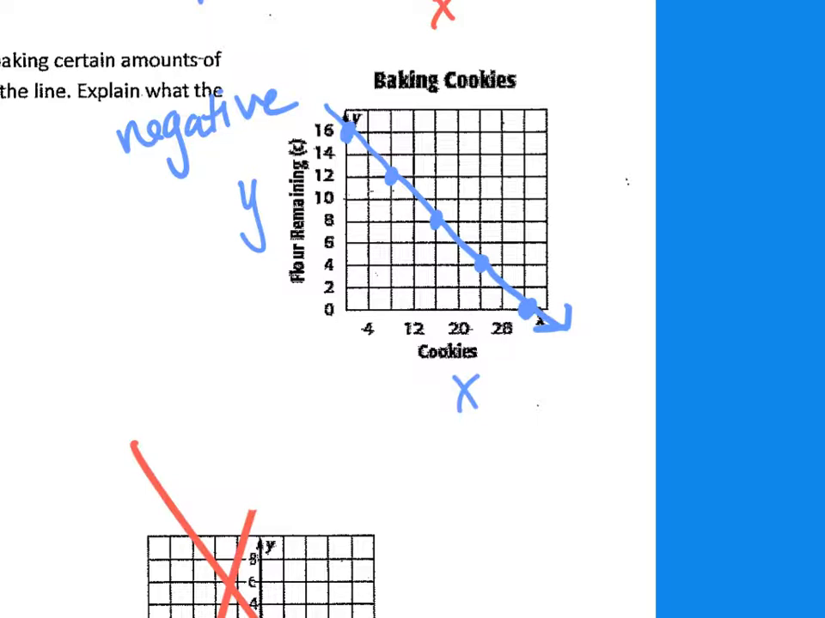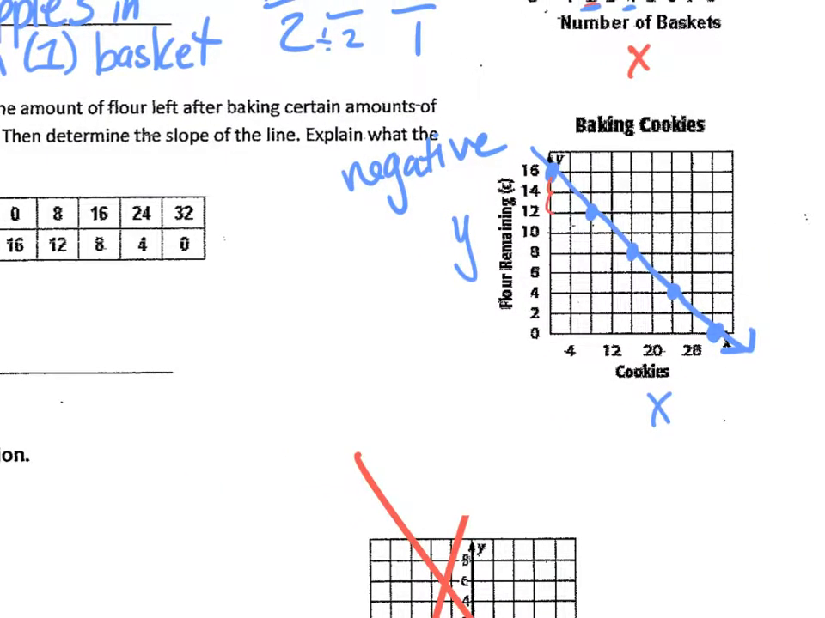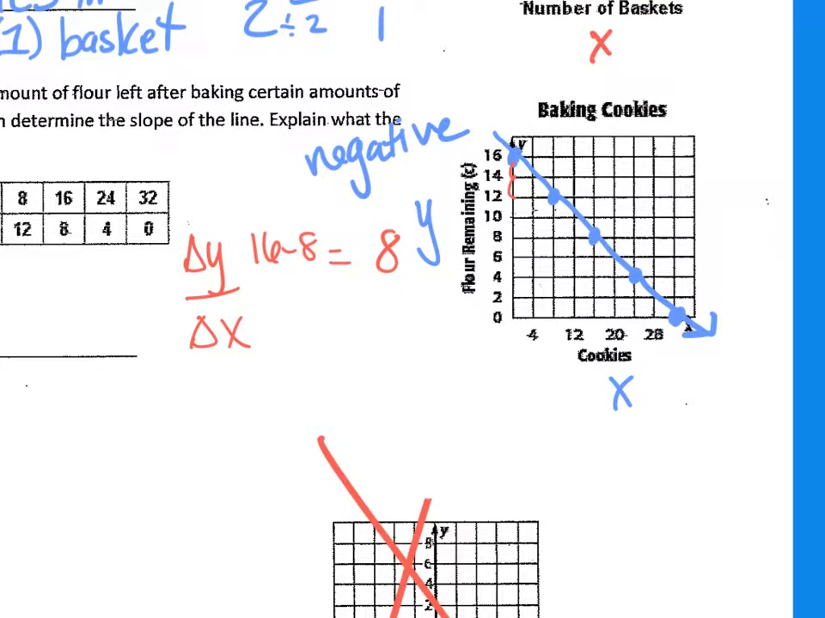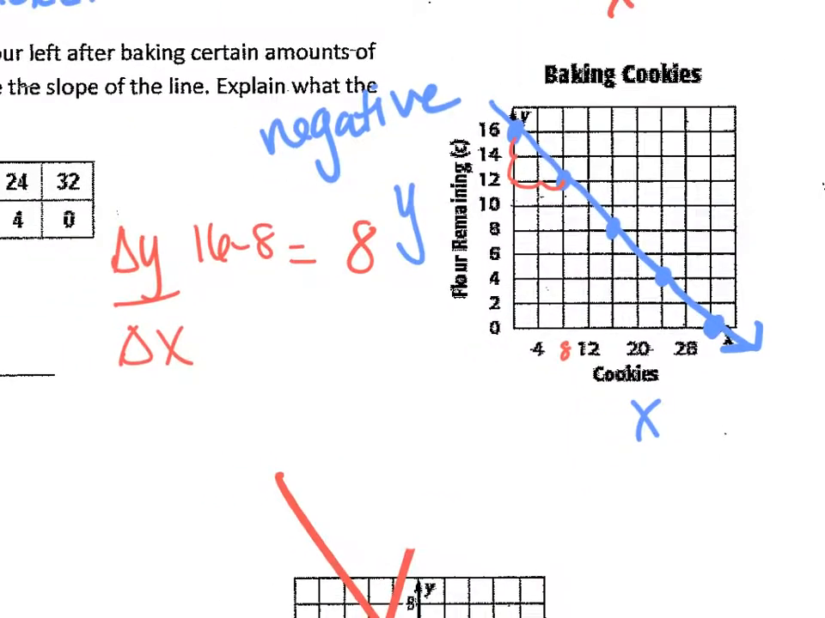But how much does it go down? So my change in y goes from 16 to 8, right? So 16 minus 8 is 8. And the x, it goes from 0 to 8. Because I said this was going by 4s. So 8 minus 0 is, oh wait, hold on. Is that right? It's supposed to be 4 over 8. Oh yeah, I flipped them around. Hold on.